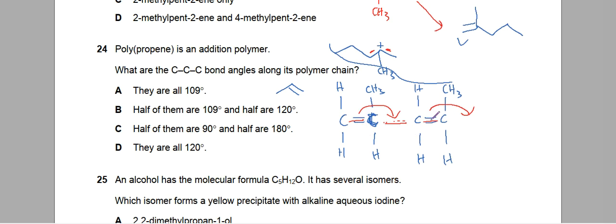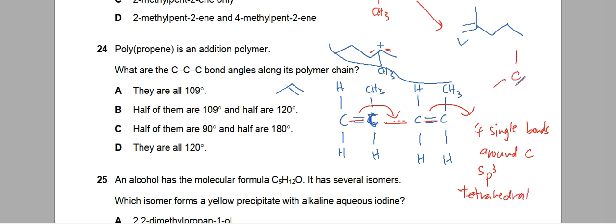So we know that 4 single bonds around carbon is sp3 hybridization. If we have sp3 hybridization, it means the geometry around carbon is tetrahedral, so the bond angle is 109.5. They are all 109.5.